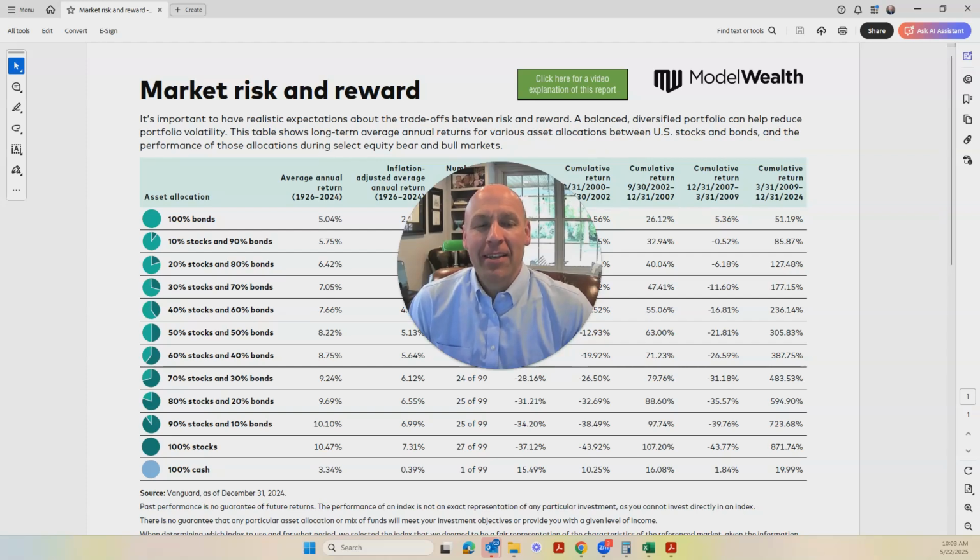I'm with Model Wealth. This table that we are looking at is 99 years of returns for cash, bonds, stocks, and various allocations of bonds and stocks. And it's from 1926 through 2024. We're going to quickly walk through how you interpret this data, but also how it applies to our financial planning efforts here at Model Wealth.